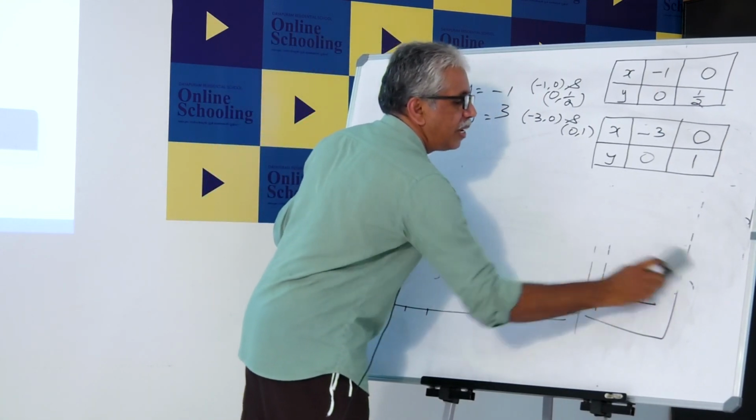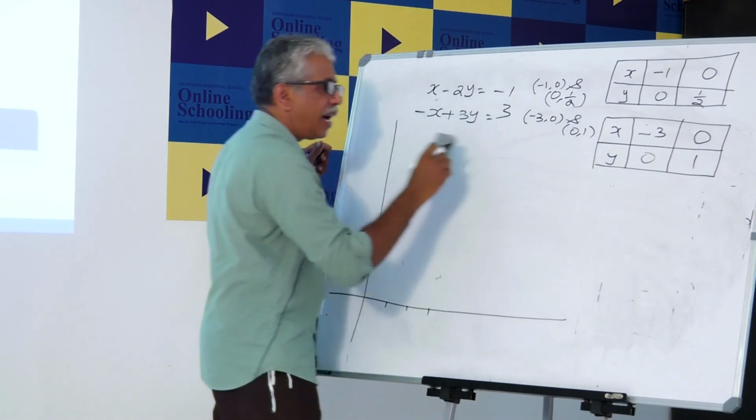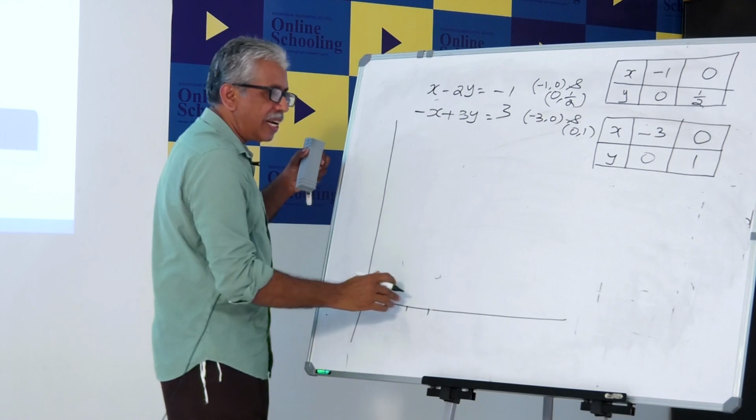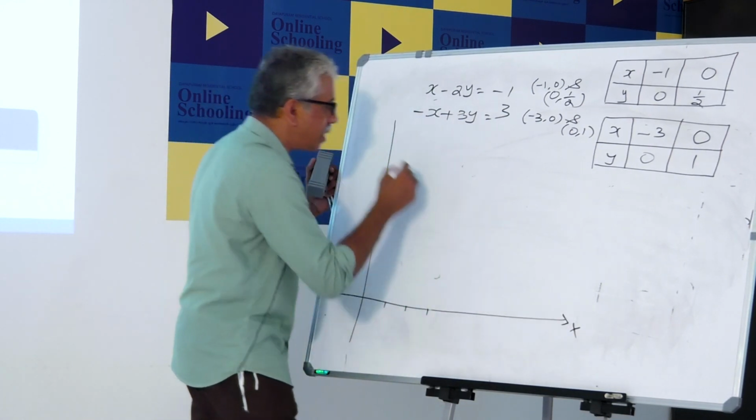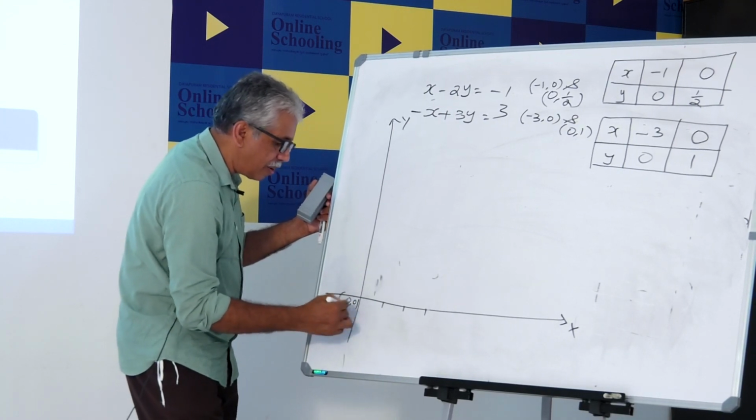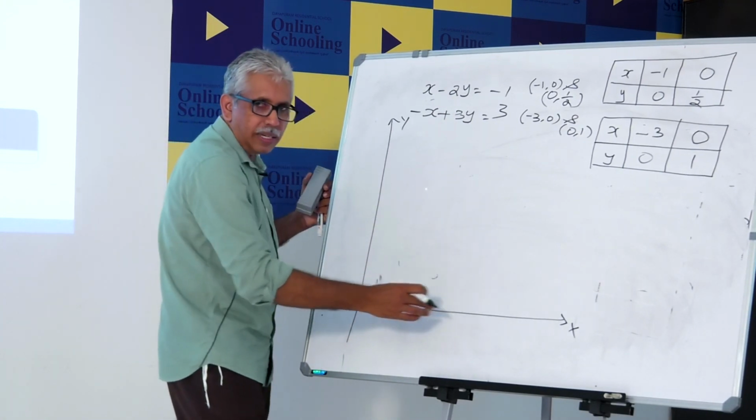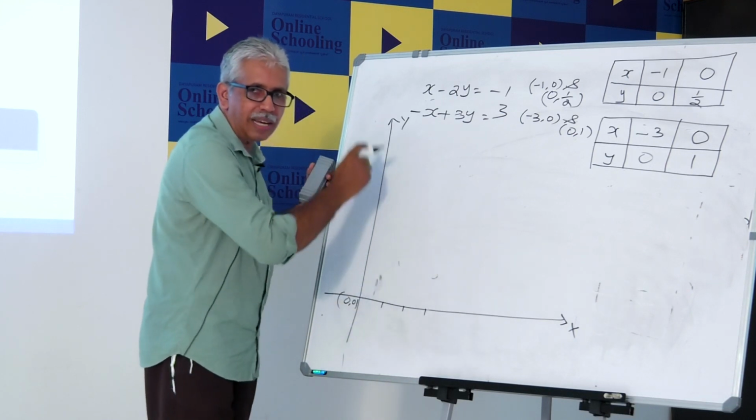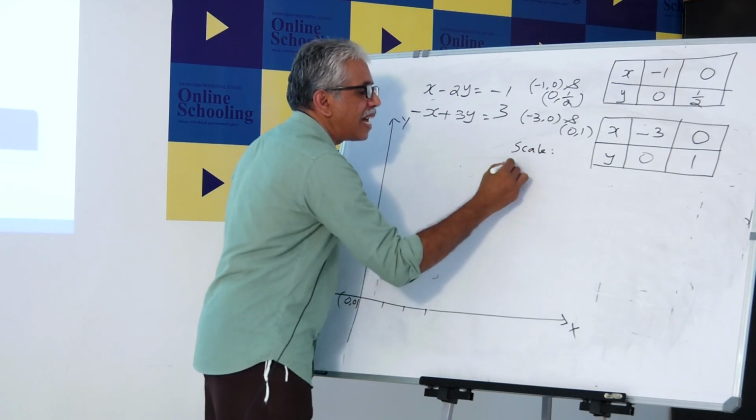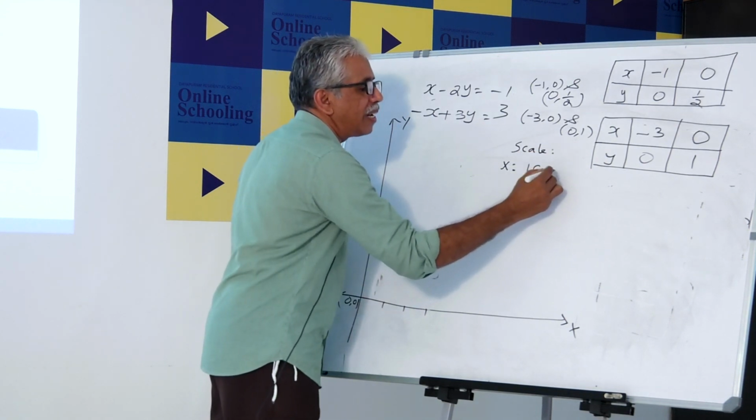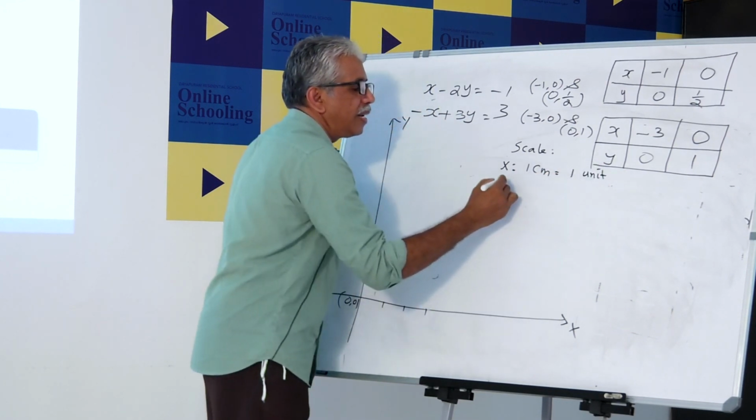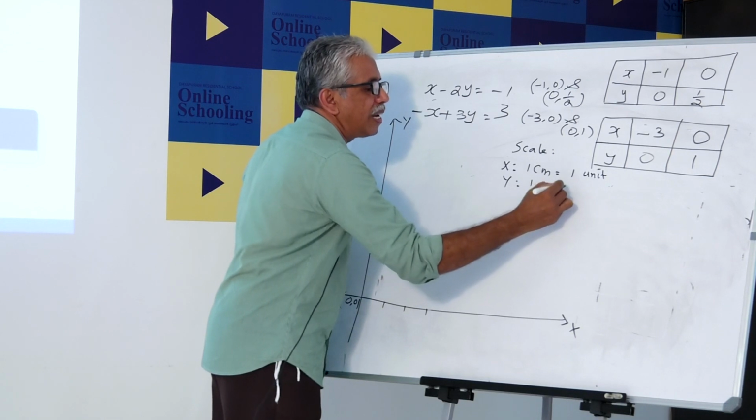This calculation you will have on your plain paper, and on the graph you don't have these calculations. On the graph paper you will have just the x axis, y axis, and this point will be just origin 0, 0, and you will have the scaling on the x axis and y axis. You just write scale. On the x axis 1 centimeter equal to how much? 1 unit, and y axis 1 centimeter equal to 1 unit.